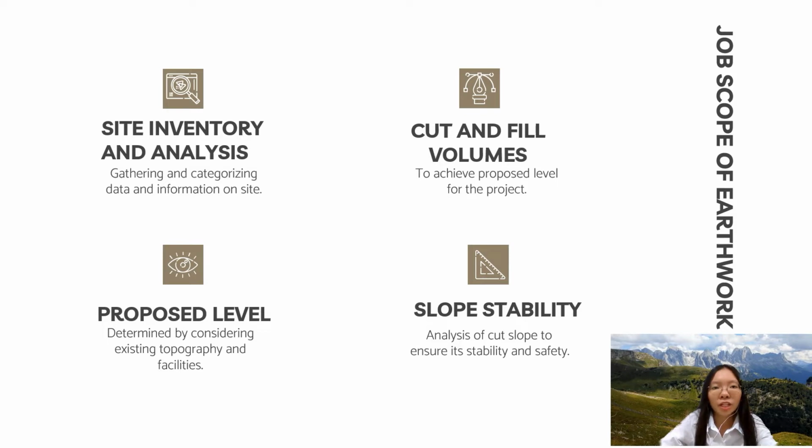In our project, we are required to complete site inventory and analysis. We also need to decide on the proposed level for the area, compute the cut and fill volumes for the project, and also conduct a slope stability analysis. Site inventory and analysis basically involve gathering and categorizing the data and information for the existing condition. To determine the proposed level, we need to consider the topography and the facilities that will be built on it. After that, we will compute the cut and fill volume based on the proposed level, and finally conduct an analysis of the cut slope to ensure its stability and safety.